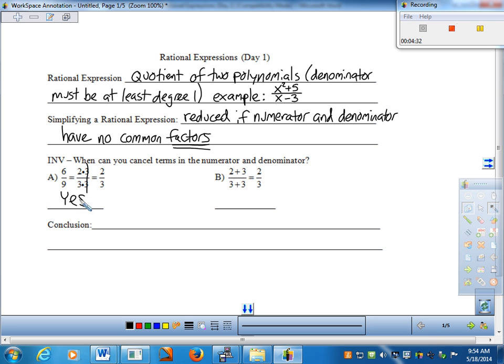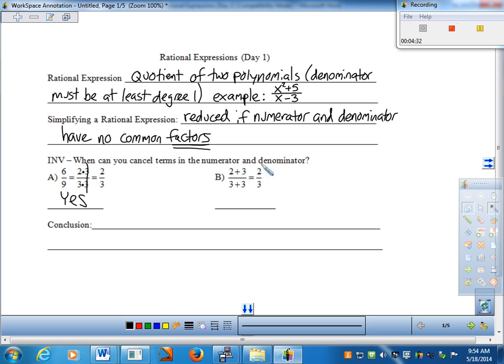Now what if I took this piece and, instead of 2 times 3 and 3 times 3, I had a plus in between? The question I would have for you is, can you cancel out the 3's and have this be equivalent to 2/3? Well, if you look at this numerically, 2 plus 3 is 5, 3 plus 3 is 6, so this is 5/6.